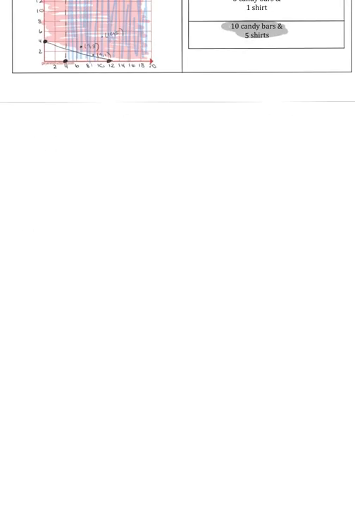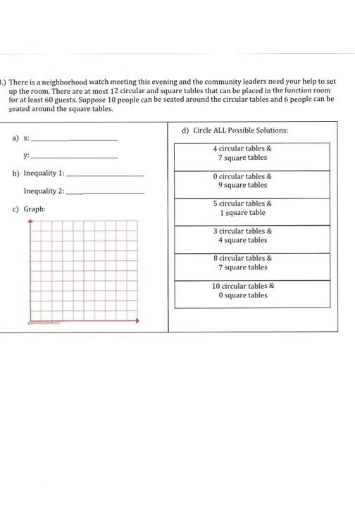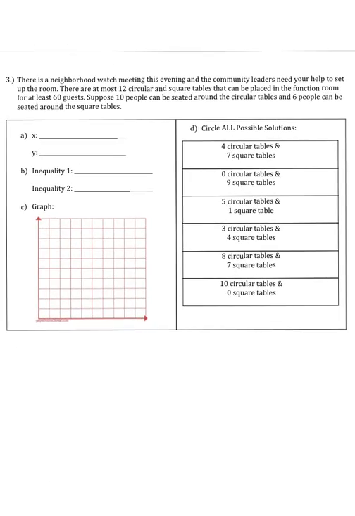All right, now for the third one, wherever it is on this paper, here we are. It says there's a neighborhood watch meeting this evening and the community leaders need your help to set up the room. There are at most 12 circular and square tables that can be placed in the function room for at least 60 guests. Suppose 10 people can be seated around the circular tables and 6 around the square tables.